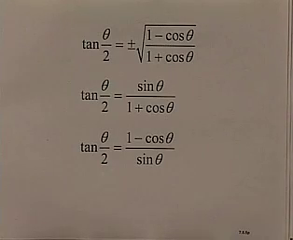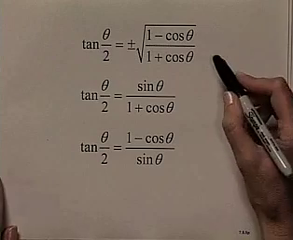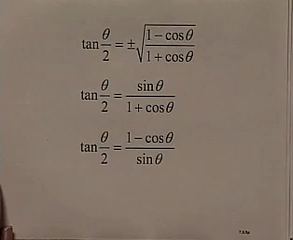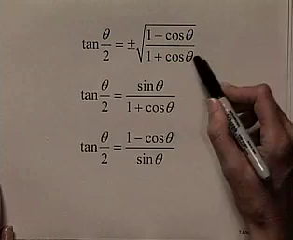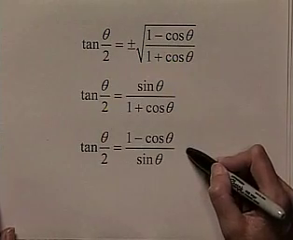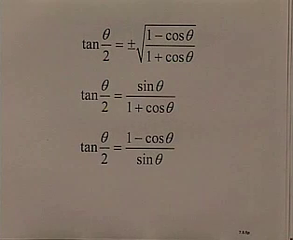We actually have 3 different formulas. The first one is plus or minus the square root of 1 minus cosine theta divided by 1 plus cosine theta is equal to the tangent of theta over 2. And there are 2 more variations of that formula that you might want to become familiar with.